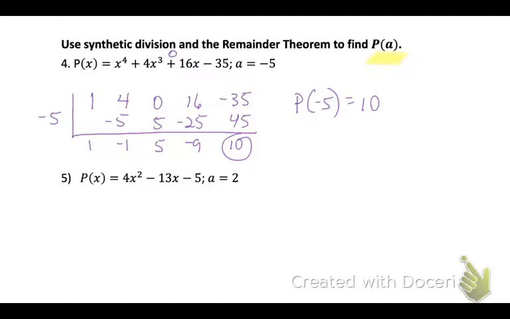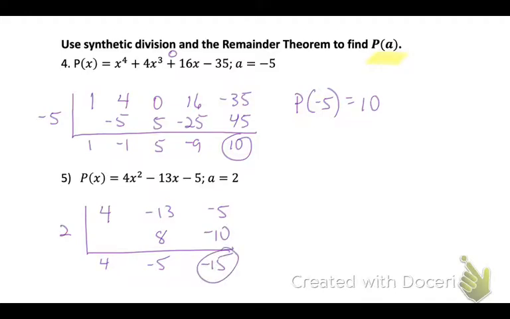So now number 5, we want to find the value of this quadratic when a equals 2. So we'll pull our coefficients off, put 2 out, and then bring down our 4 and multiply, and then add and multiply and add. And we're looking at our last number, our remainder. So p of 2 should equal -15.